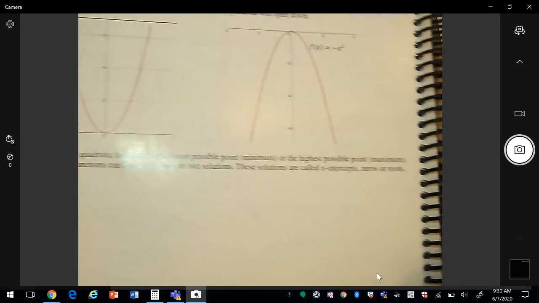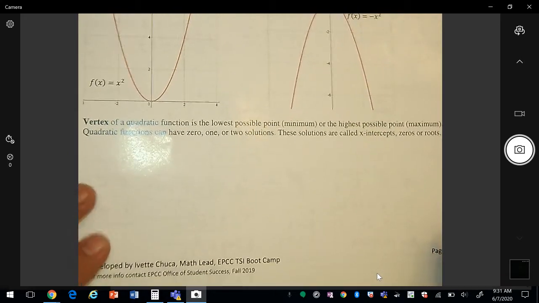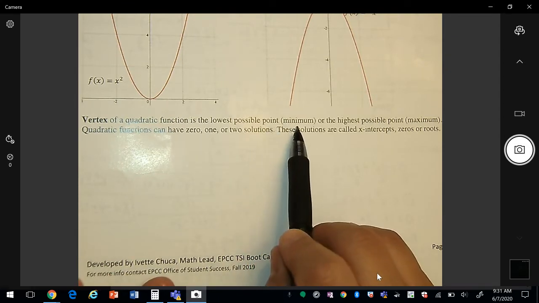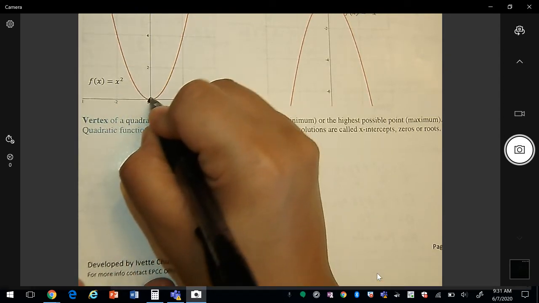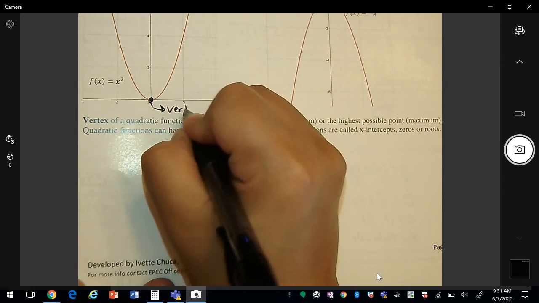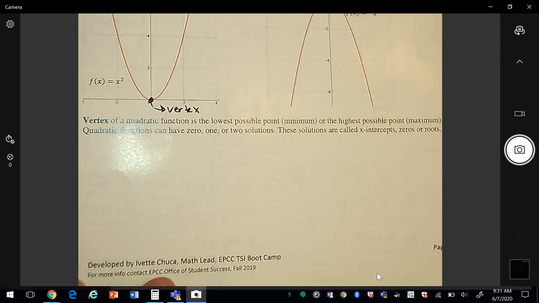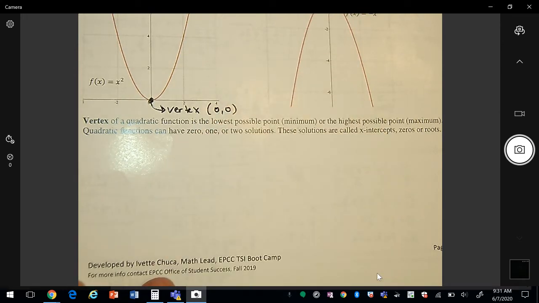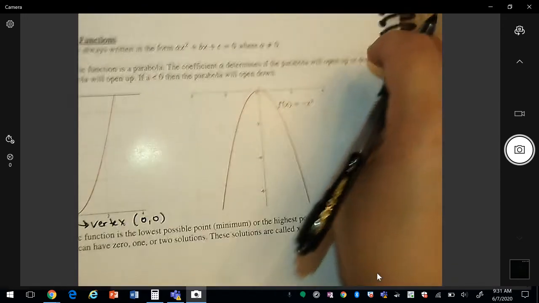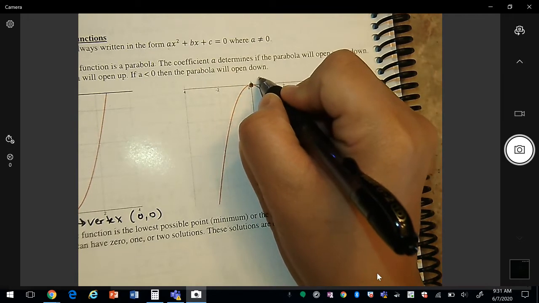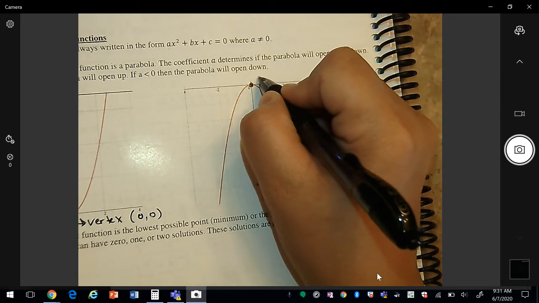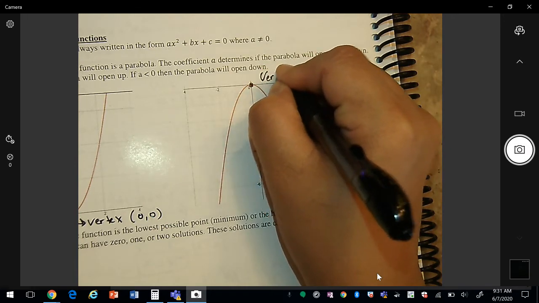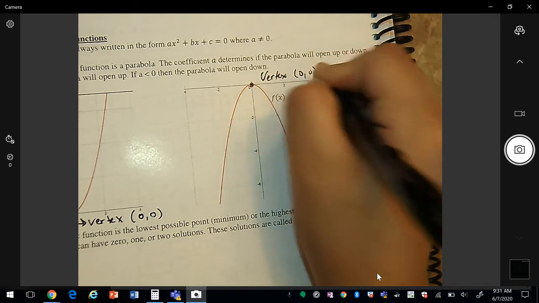The vertex of the graph is the lowest possible point, which we call a minimum. So in this case, this would be your vertex. And in this example, the vertex is located at 0, 0. And in this example, the vertex is the maximum height, the maximum point of the graph. And so in this one, the vertex is also located at 0, 0.